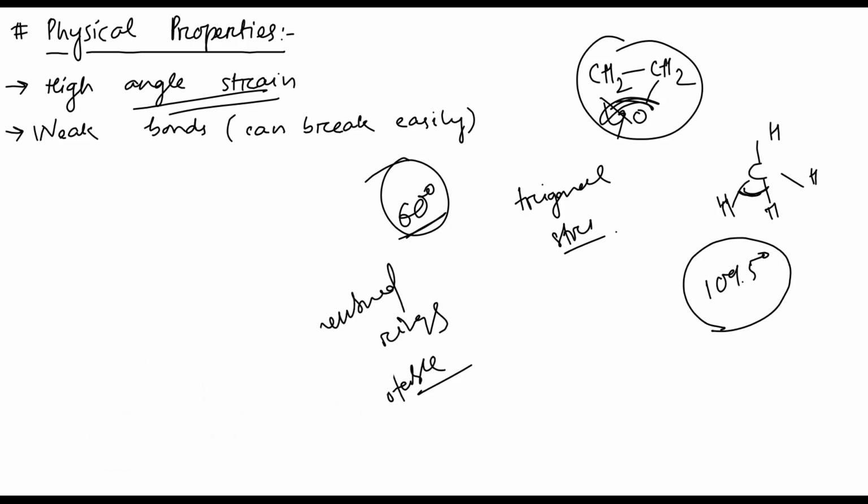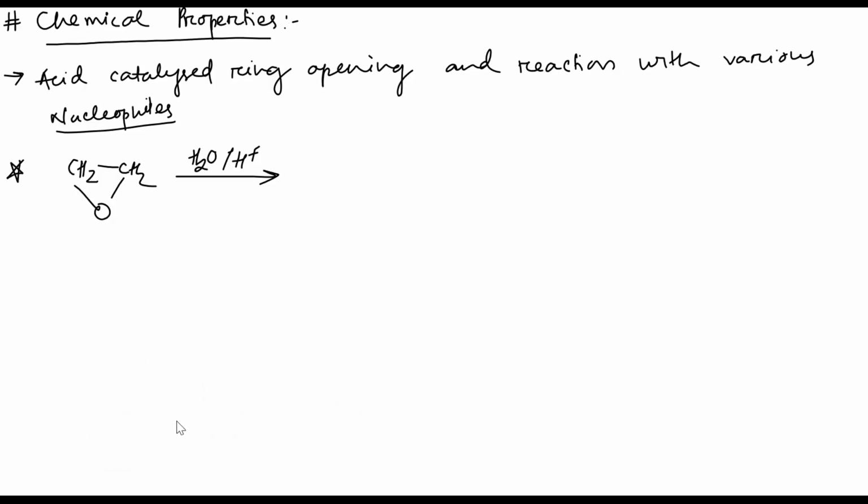First, this is acid catalyzed, and then it is reacted with various nucleophiles. In the first reaction, we will see hydrolysis. So the mechanism for this reaction will be, let us say, CH2 CH2 O. This is acid hydrolysis, so there will be one H plus ion. Due to the availability of lone pair, the lone pair will first attack the H plus ion, and this oxygen will be protonated.